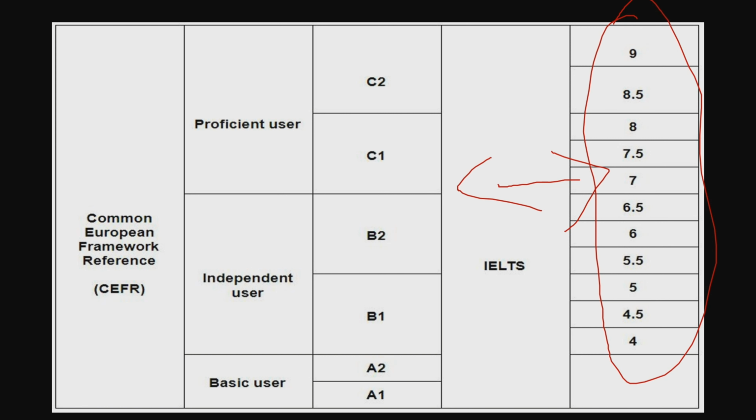All right. So for the basic user, there is no band score for IELTS. For independent user B1, the IELTS band score begins from 4.5 and 5. Similarly, for level B2, the IELTS band score ranges from 5.5, 6 to 6.5. And for level C1, the IELTS score is 7, 7.5 or 8. And for the very proficient level, it's 8.5 or 9.